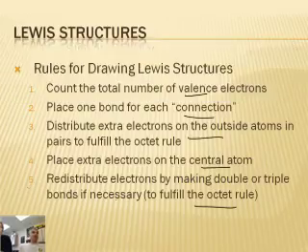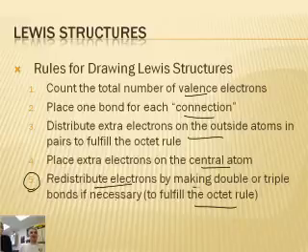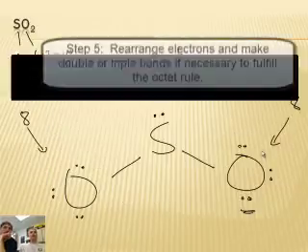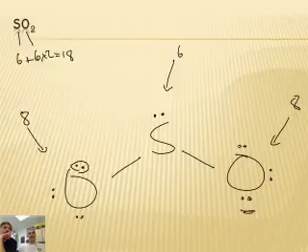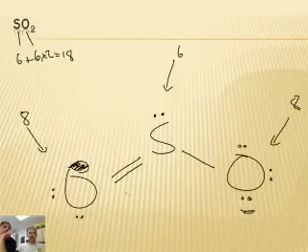Hey, we haven't actually used rule number 5. Redistribute electrons by making double or triple bonds if necessary to fulfill the octet rule. I think this is necessary. The way to do this is to take one of the oxygens, it doesn't really matter which, and take these 2 electrons. Instead of making them an unshared pair, we can erase them and put a double bond here. Those 2 electrons that were not bonded are now bonded. So sulfur dioxide has a double bond and a single bond.